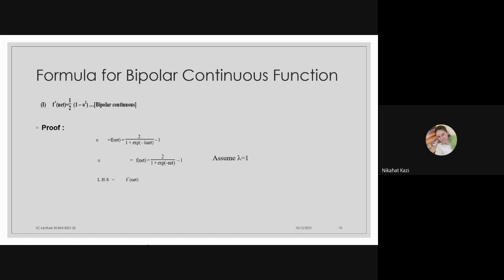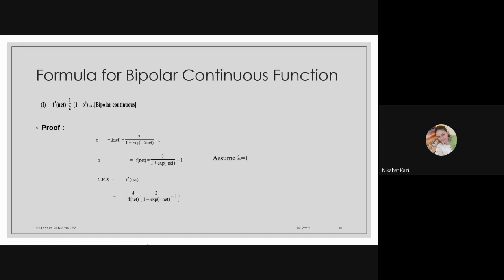Now LHS is f dash net. So we will prove that LHS is equal to RHS. We will reduce it to an expression such that LHS equals RHS. So f dash net will be obtained by taking the derivative of this function f of net, with respect to net, so d by d net of this activation function that we have. Let us solve it further and get an expression for it.